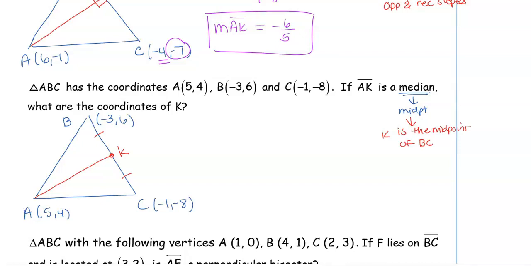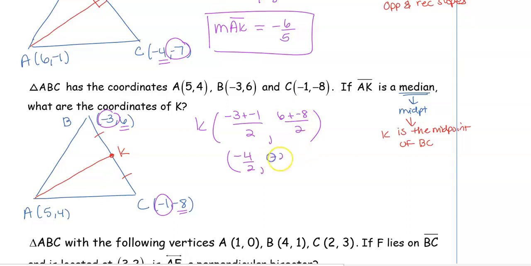So now we're going to refresh our memory on the midpoint formula. When we are doing the midpoint, we are averaging the x's. So we add the x's, and then we divide by 2. We add the y's, and we divide by 2. So that gives us -4/2, -2/2. So K is going to be at (-2, -1). Again, a nice refresher of our midpoint formula that we talked about in Unit 1.